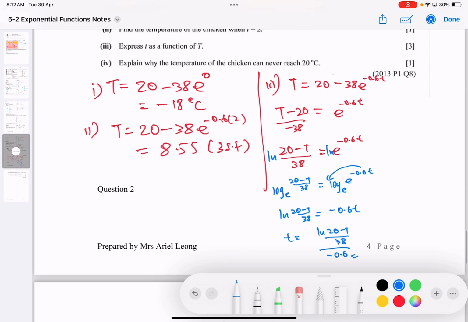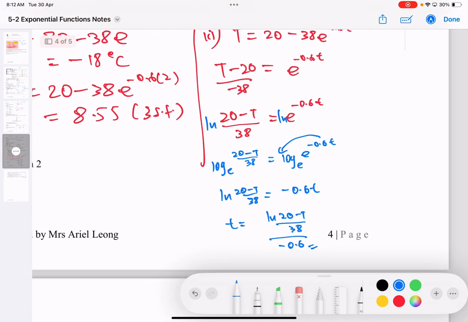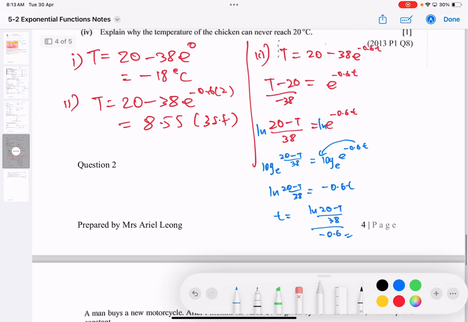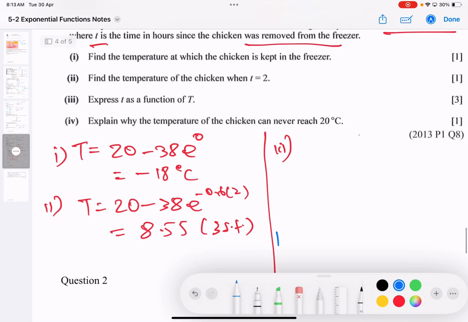We left off over here, so I taught you guys some manipulation, but let me redo this part again because I suspect some of you were quite confused. I actually rushed through this portion. Now, they asked me to express t as a function of T. Basically this is saying that I want t to be the subject of my formula. Something you have done before, but because this is A math, things get a little bit confusing.